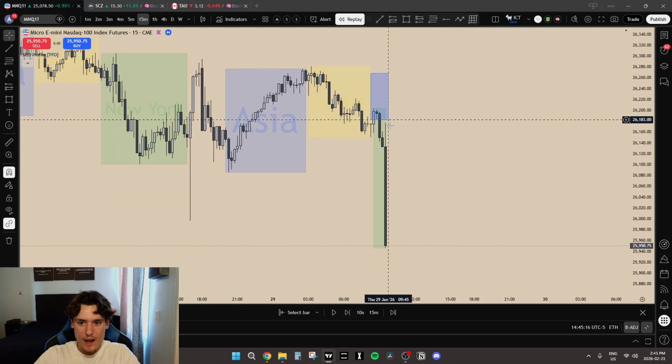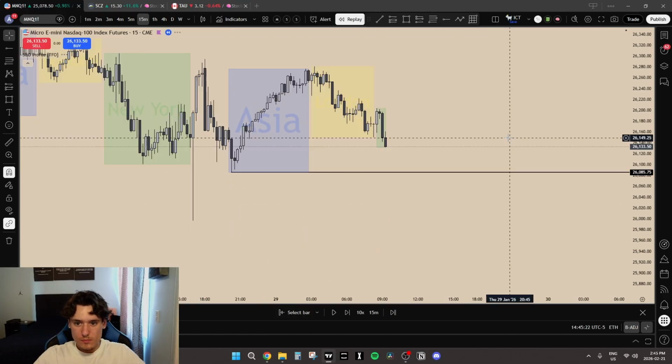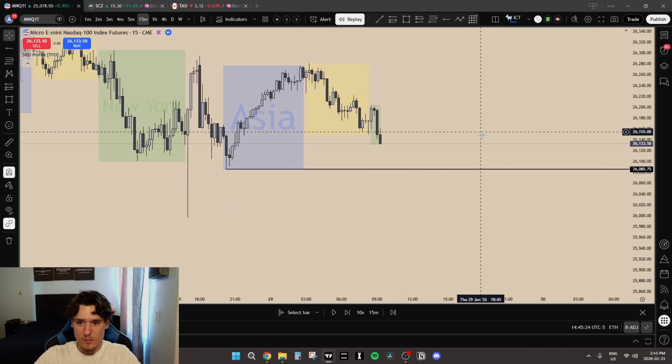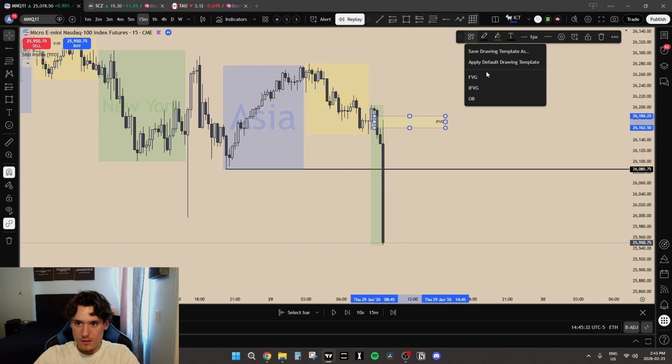So overall, I'd want to see New York continue. And what would be my targets? My targets would be Asia low. So now on the 15-minute time frame, let's push price one candle above. And what do we see? A fair value gap, a bearish fair value gap. And what do we see?